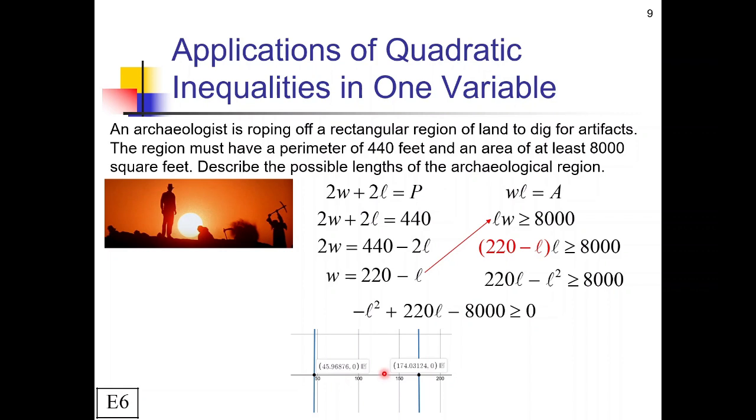That's everything that we saw in between these values. So I can write 45.97, or however much I want to round that, less than or equal to L, less than or equal to 174.03. And that'll do it. So that's it for this one.